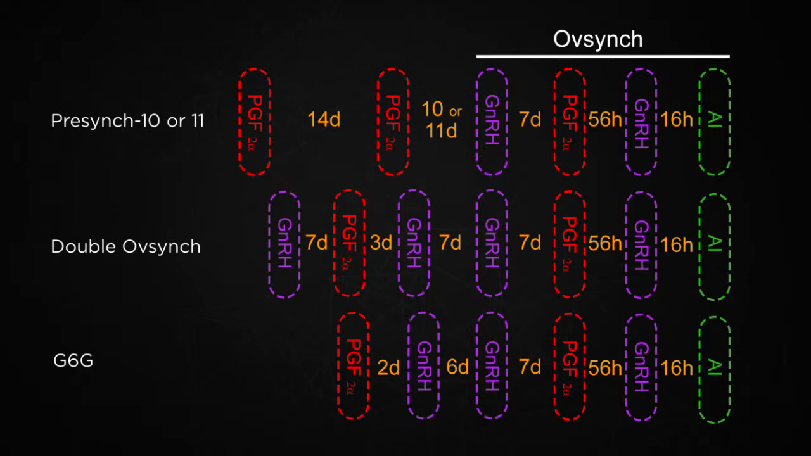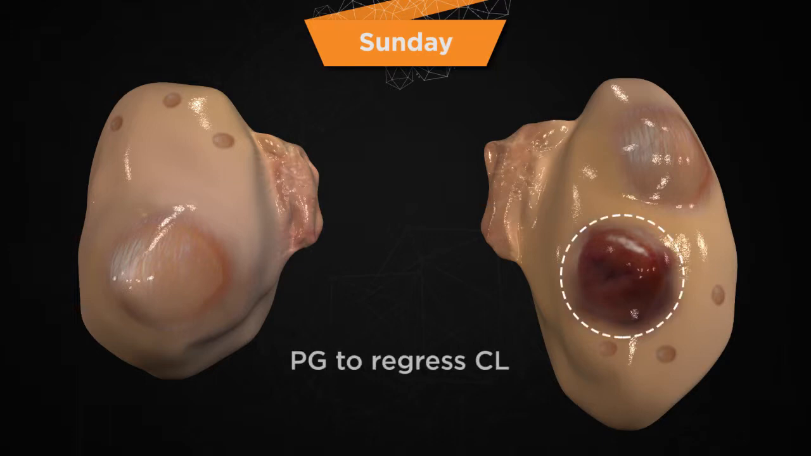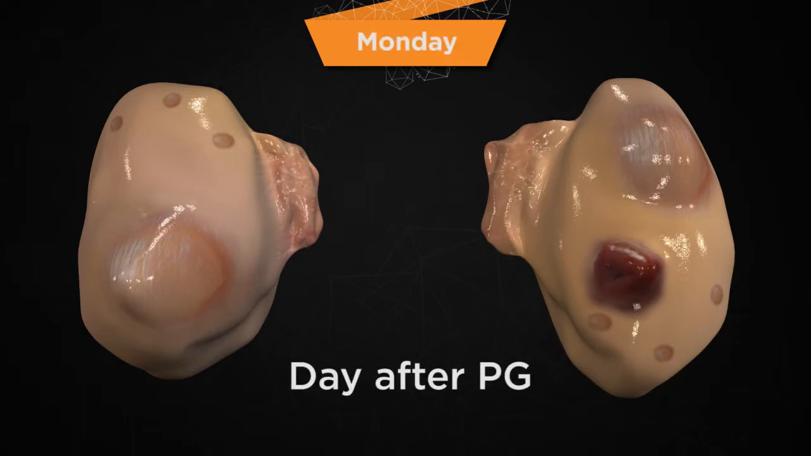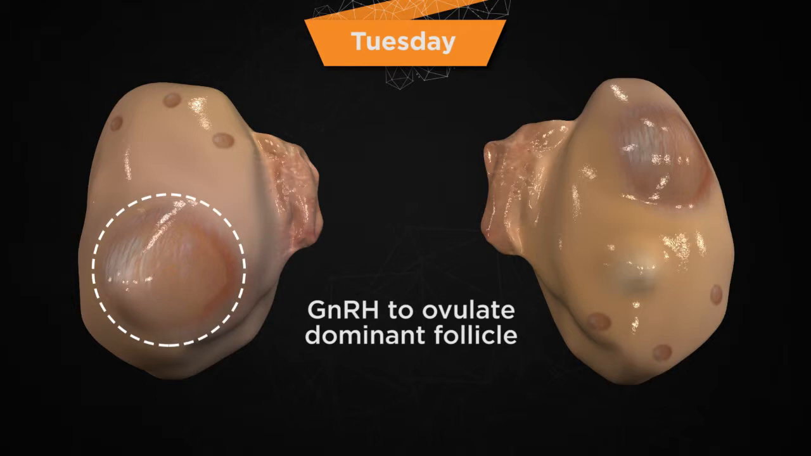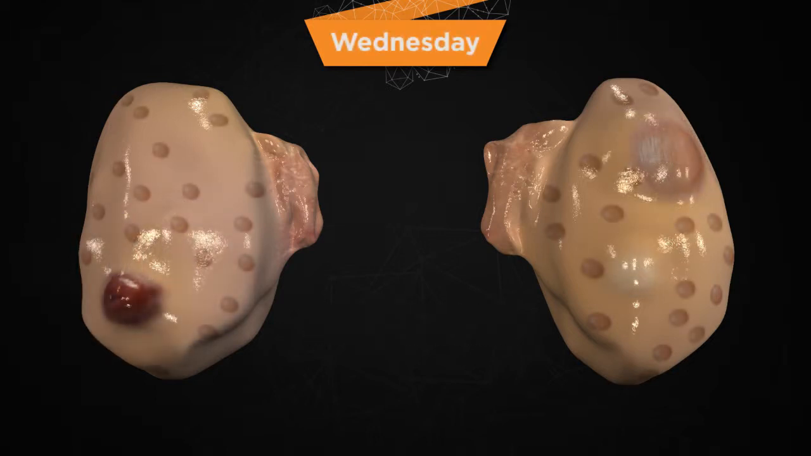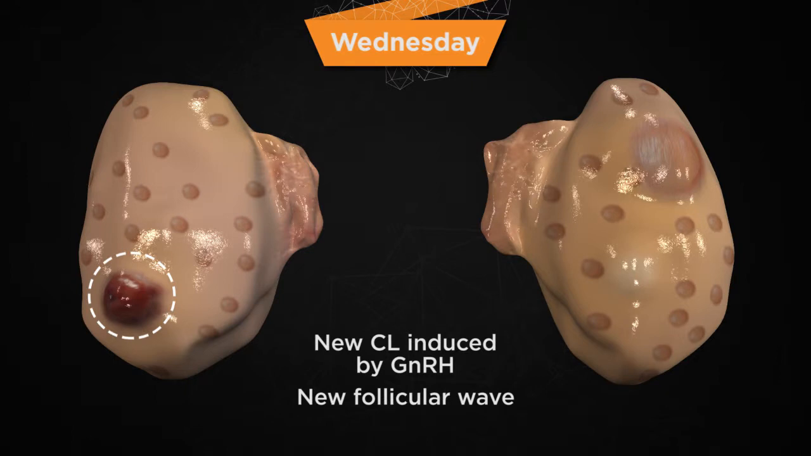As an example, I will go through the G6G program and describe why G6G enhances fertility of lactating dairy cows in a very similar way to Presync 10 or 11 and double OvSync. The first prostaglandin of G6G is administered at a random stage of the estrus cycle. Two days later, gonadotropin releasing hormone is administered to ovulate a follicle. So if both injections are successful, the prostaglandin F2 alpha injection will regress a corpus luteum, and the GnRH will cause ovulation of a follicle.